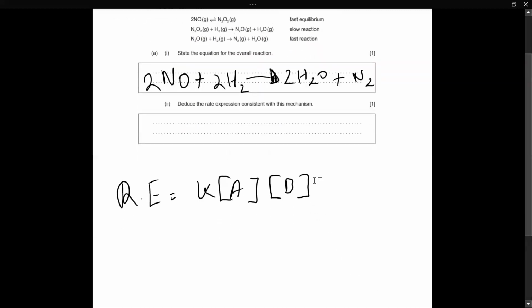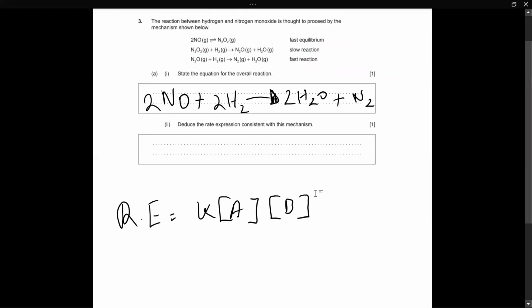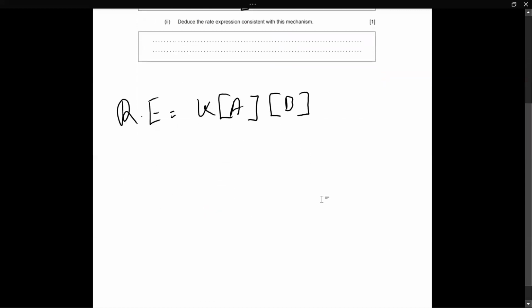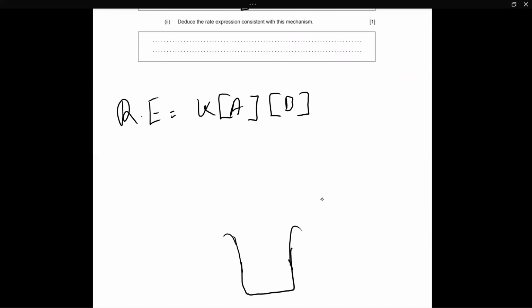And you may be asking, why is the slow reaction the benchmark for the rate expression? Why don't we use a fast equilibrium? Well, let me show you why. Imagine you have a beaker. Let me just draw this down here, okay? There is water inside the beaker, and you have a funnel.